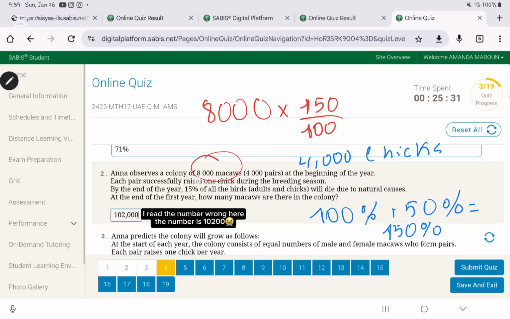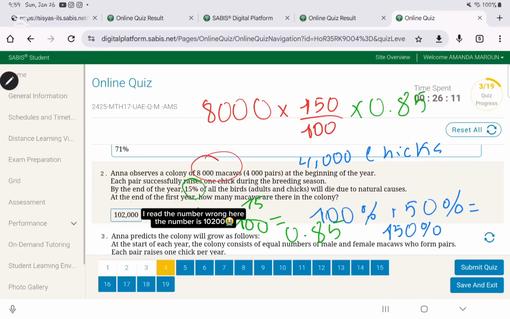And then they said by the end of the first year, 15% of all the birds will die due to natural causes. So you could do this times 1 minus 15 over 100, or we could very simply do 1 minus 15 over 100 aside. If you do it on your calculator, 1 minus 15 over 100, you are going to be left with 0.85. So then we multiply this by 0.85.